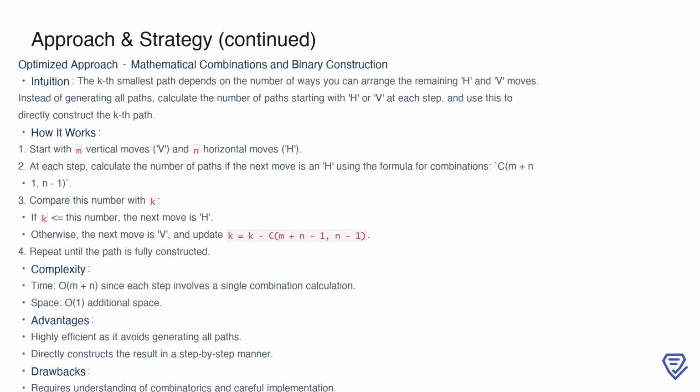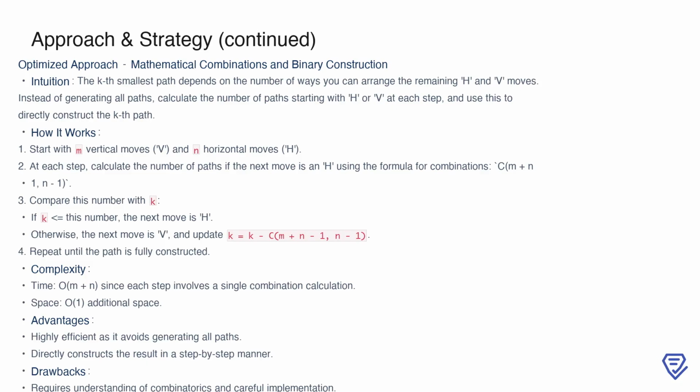Now, let's look at the optimized approach, which leverages mathematical combinations and avoids generating all paths. The key insight here is that the kth smallest path can be constructed step by step by calculating how many paths begin with a particular move. At each step, we determine the number of paths that would start with an H. This is done using the combination formula C(M plus N minus 1, N), which calculates the number of ways to arrange the remaining moves if H is chosen next.